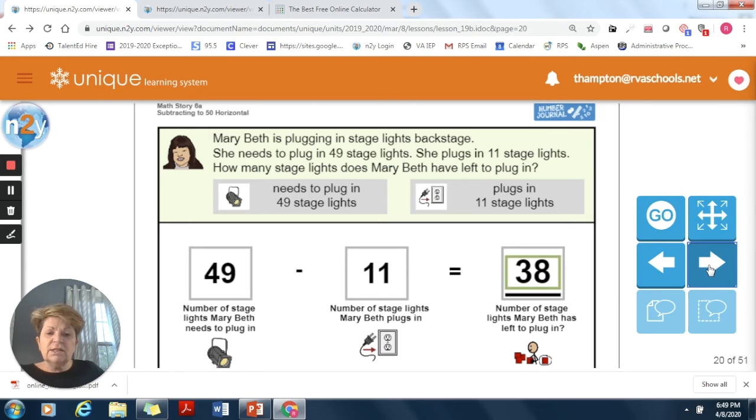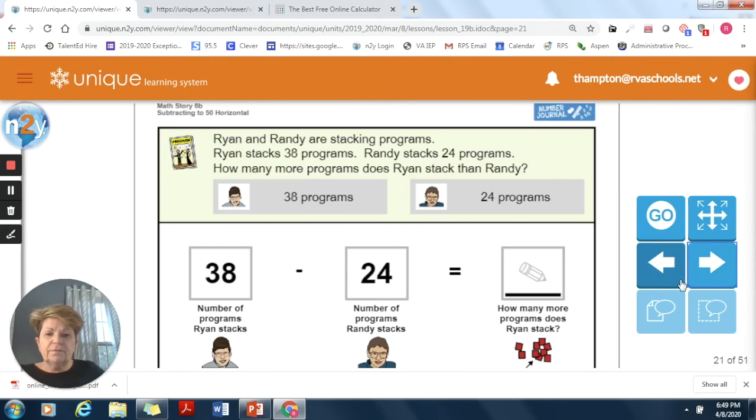All right, very good. Let's look at our next problem. So our next problem is vertical as well. So we know that we can write our math problem vertically. Here we're horizontal. So let's read our math problem. Let's read our story. Ryan and Randy are stacking programs. Ryan stacks 38 programs and Randy stacks 24 programs. How many programs does Randy stack altogether?